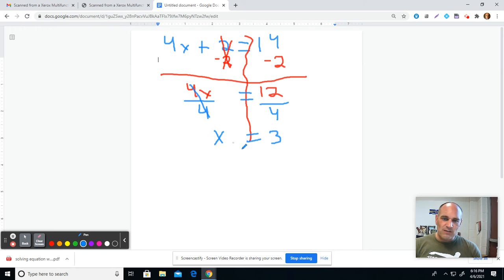Now, let's plug this back in to make sure this is a good solution. Put a 3 in for x. Well, 4 times 3 is 12. 12 plus 2, yep, it's 14. So that is my answer.